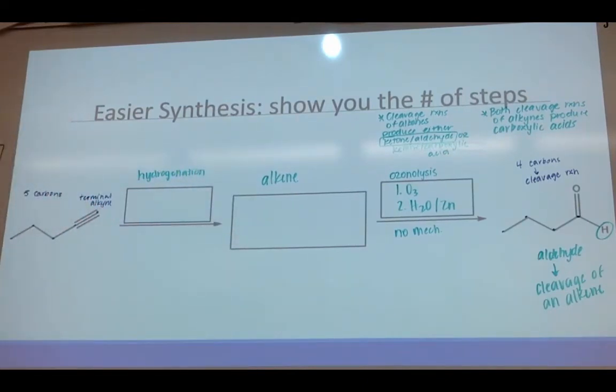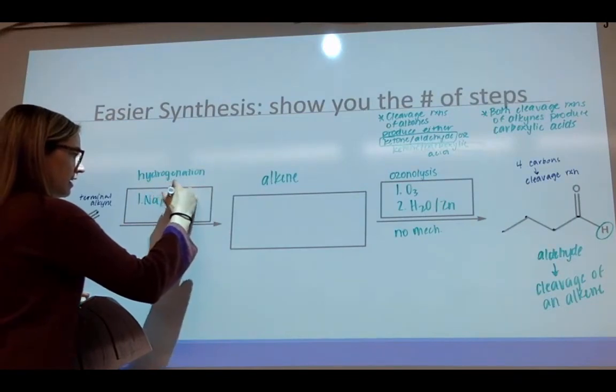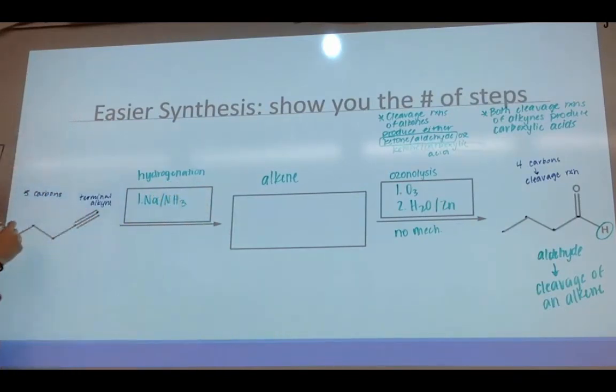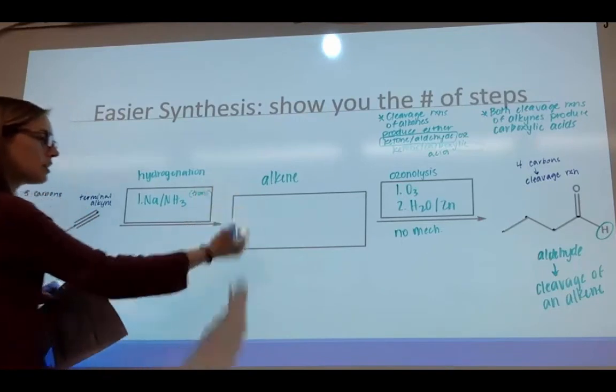Now, you could have one of two sets of reactants. I typically will use Na and NH3 just because then when I draw my bond line structure, I can do the zigzag method. But just a reminder, this produces a trans alkene.